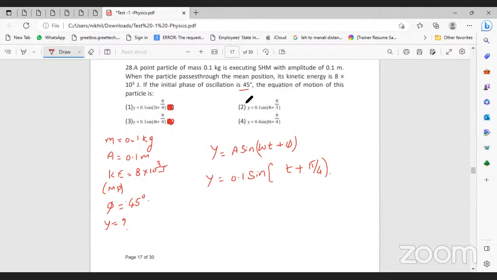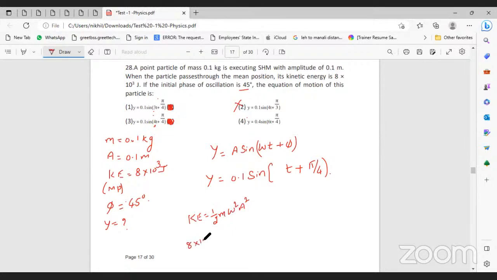So option 2 is ruled out. Either option 1, option 3, or option 4 is correct, but pi by 4 is there in all the options. You have to find omega. Without finding omega, it is not possible to get the answer. So what is the kinetic energy formula for the mean position? It is half m omega squared into a squared.